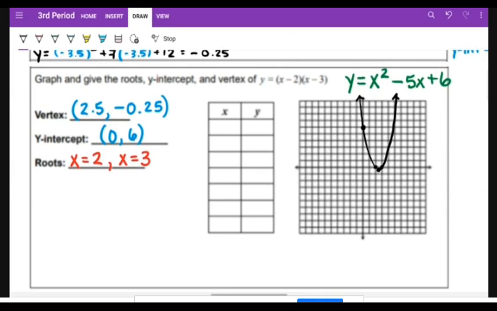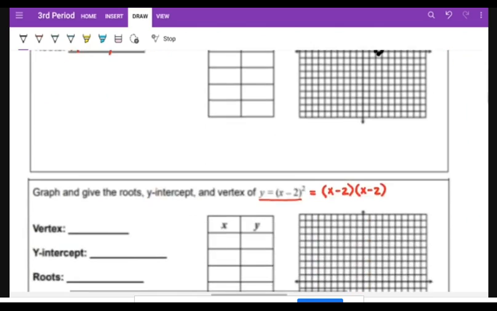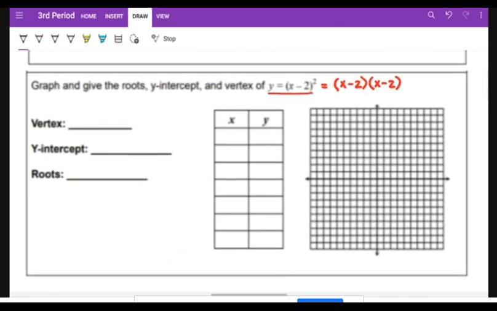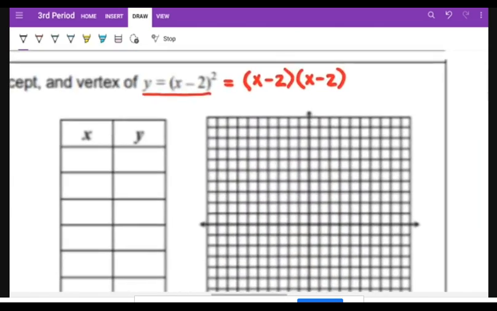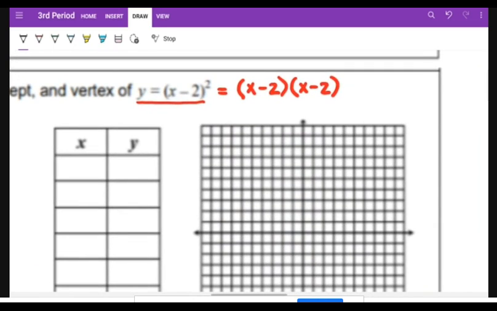All right, now let's do the same thing for the third problem. On the third problem, I gave you a little hint at the start. When you start off with something written as a square, so like x minus 2 squared, it might be helpful to expand it out. Anything squared is just multiplied to itself. So we could rewrite this as x minus 2 times x minus 2.